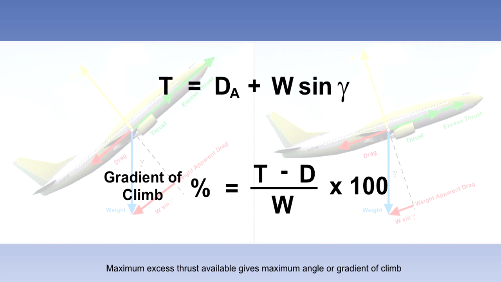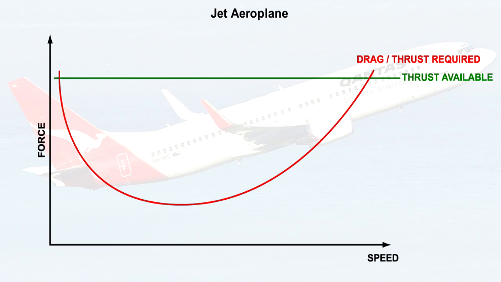Let's first deal with the data for a jet aeroplane. Shown here is a typical graph of total thrust available and total drag for a jet-powered aeroplane. Excess thrust available is the amount of thrust that exceeds drag. Here, excess thrust available is represented on the graph as the area between the thrust and drag lines. You'll recall that to maximize the gradient of climb, excess thrust available must be at a maximum. This is the case where the distance between the thrust and the drag lines is the greatest, as shown here.